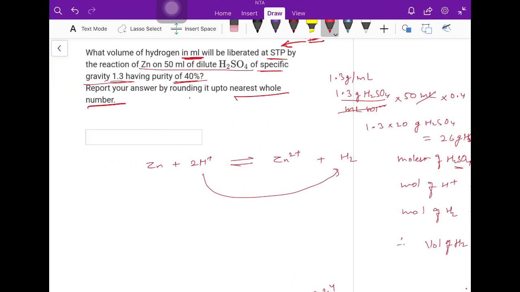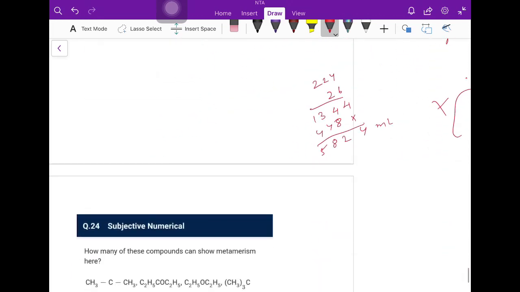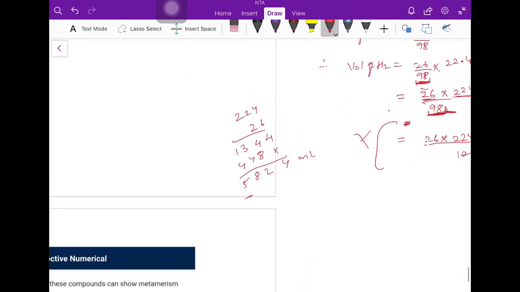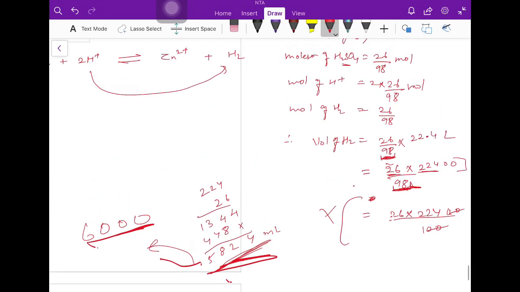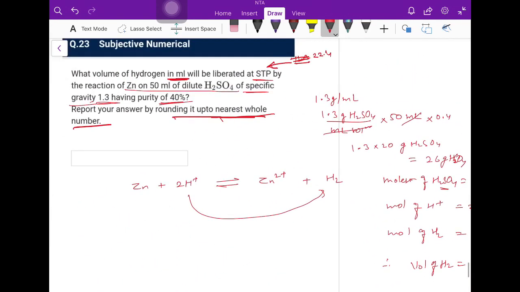Report your answer by rounding it up to the nearest whole number. So such numbers will be the nearest whole number. What they have done is they have rounded off like this, 6000. So this is not the nearest whole number to this. 5824 is itself a whole number. So there is some mistake in writing it as the nearest whole number. This has some flaw.